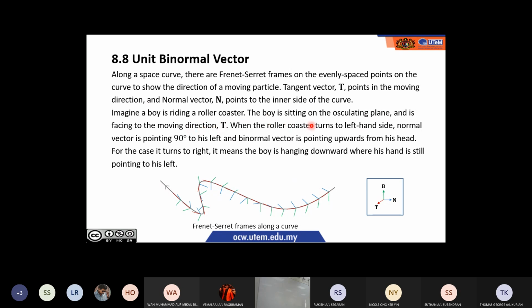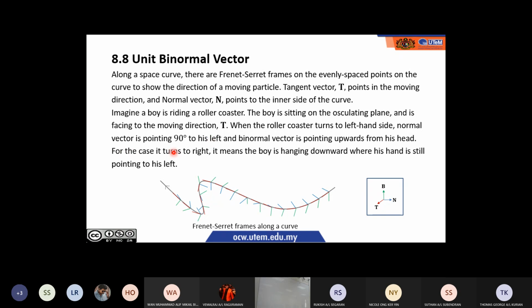So when the roller coaster turns to the left-hand side, the normal vector is pointing 90 degrees to his left, and his head is pointing upwards. The boy sitting on the plane is facing the direction of motion. His head is pointing upwards, and the normal vector is pointing to his left, 90 degrees.